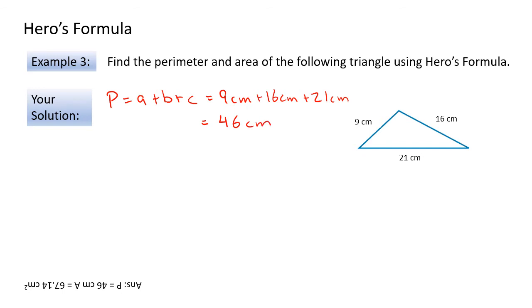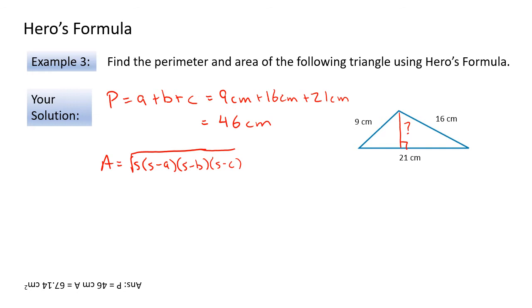Now the area, we don't have an altitude. We don't have this value. Okay, we don't know what it is, but we do know all the sides. So we can use the area is equal to the square root of S times S minus A, S minus B, and S minus C. And remember, all of that is then you take the square root of that final answer within the square root.